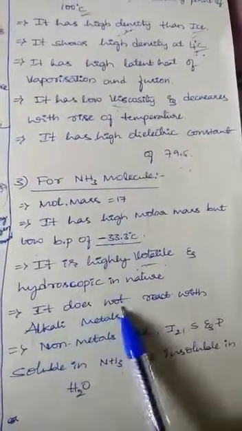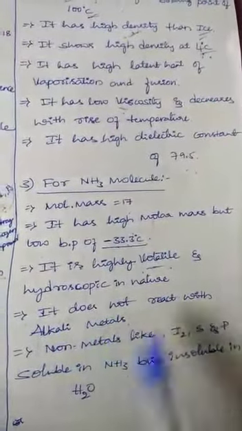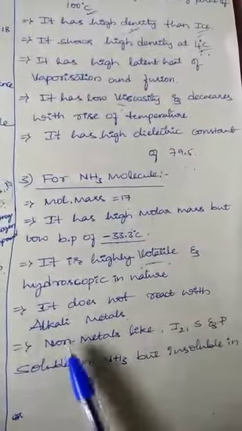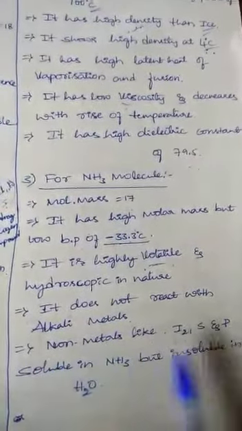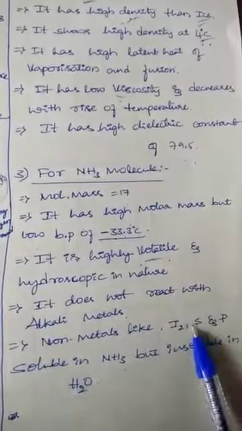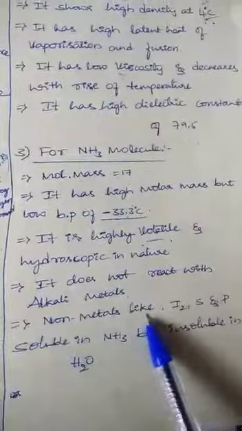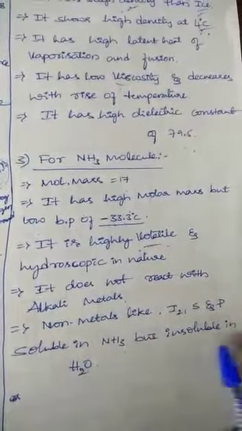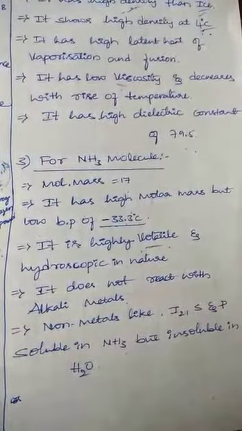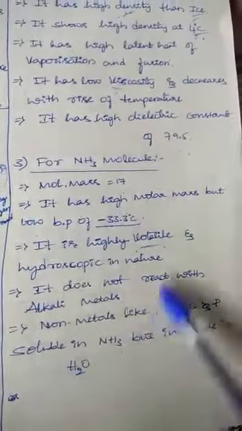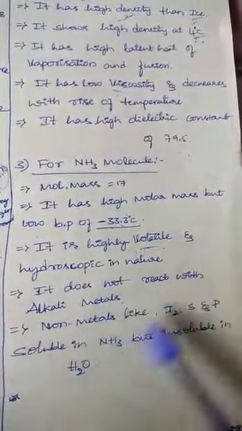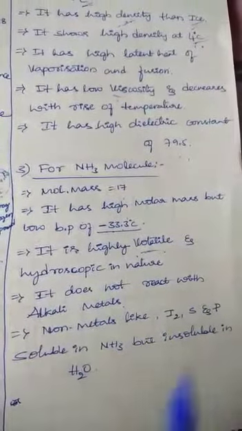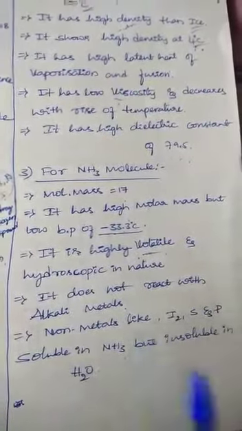Next, it does not react with alkali metals. Some non-metals like I2, sulfur and phosphorus are soluble in ammonia but insoluble in water. These are the anomalous properties of the ammonia molecule.